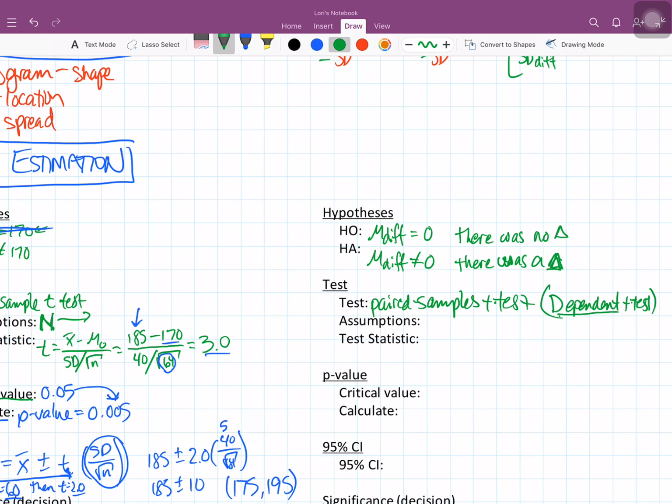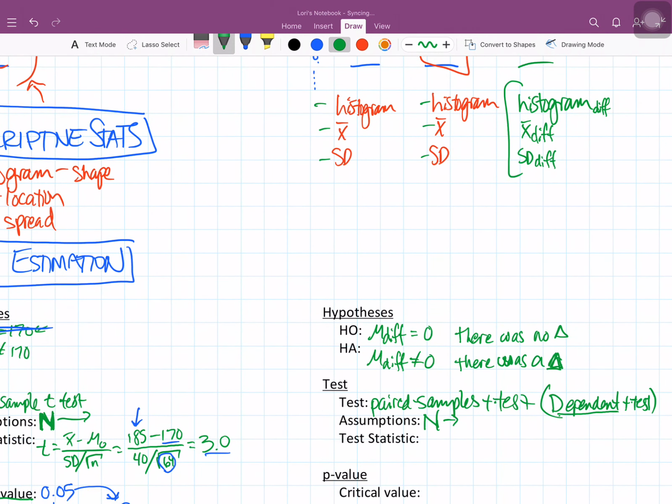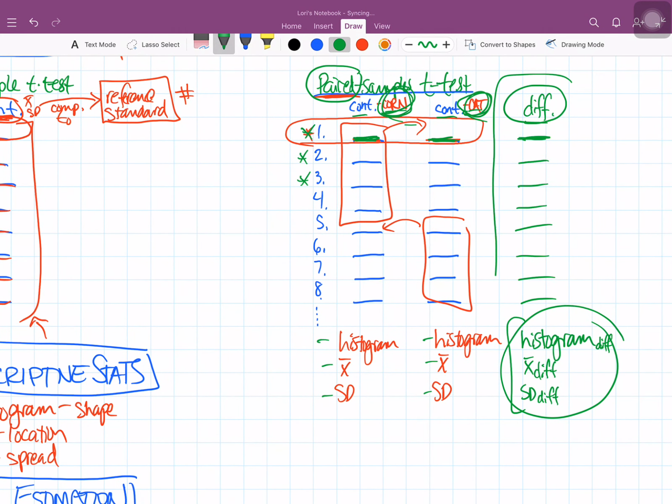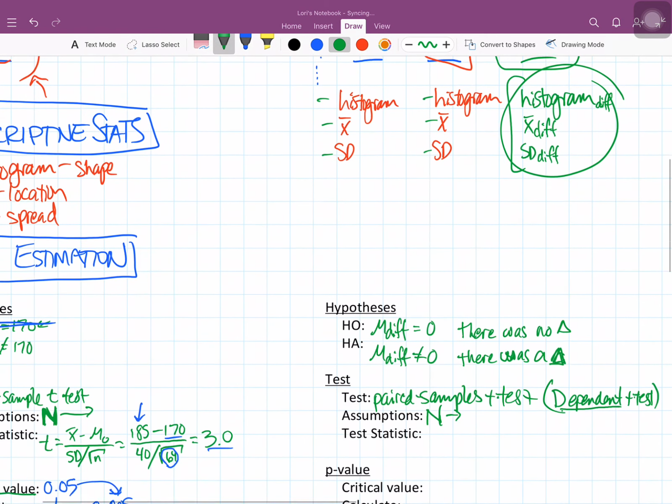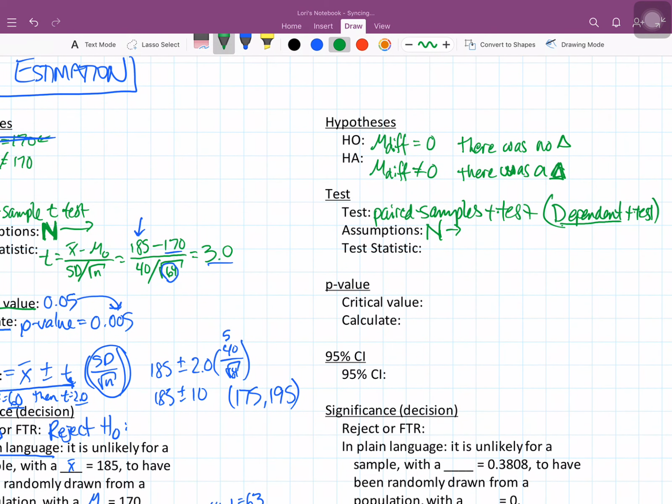And the interesting thing here is that the assumption for a paired samples t-test is exactly the same. The only difference is that, remember, this is normality over here for a one sample t-test. That is normality of the sampling distribution of means. This is normality of the sampling distribution of the X bar of the differences. So of that difference score, we're looking at the difference between the two things that we measured.